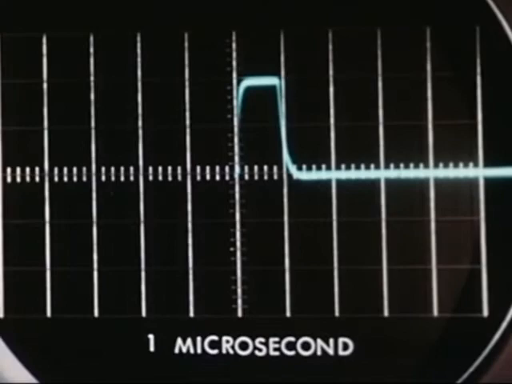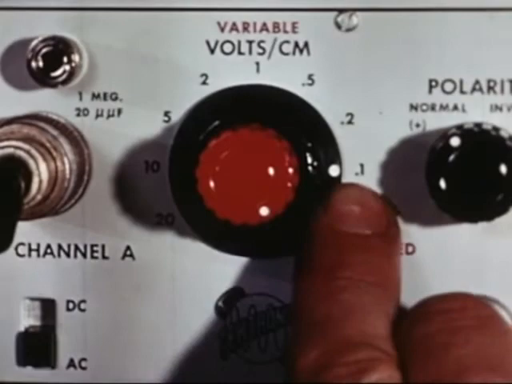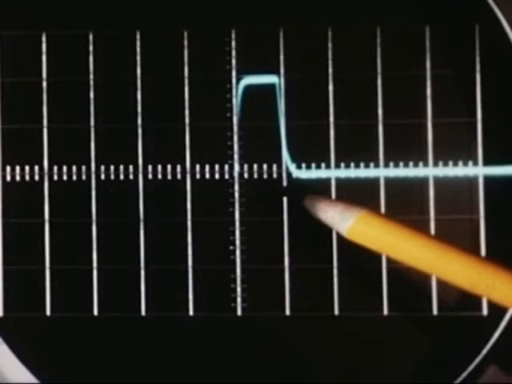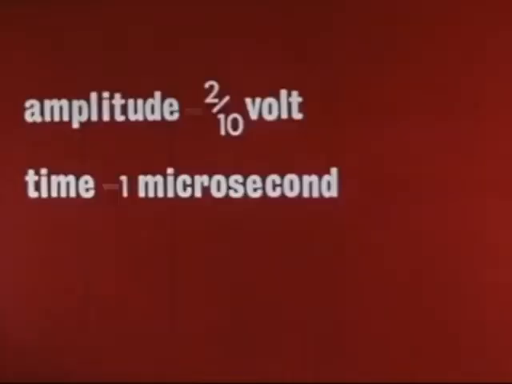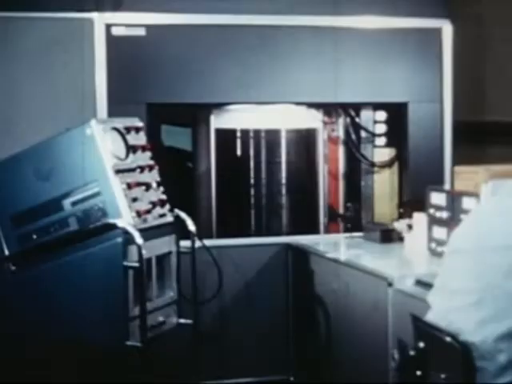We can learn something else about this pulse. The scope is adjusted so each vertical division represents 1/10th of a volt. Because the pulse occupies 2 vertical divisions, we know that the pulse amplitude is exactly 2/10ths of a volt. We have learned several things about this electrical pulse then: the amplitude, the amount of time it takes to occur, whether it is positive or negative, and its actual shape. Only an oscilloscope can measure the exact size and shape of a fast pulse.